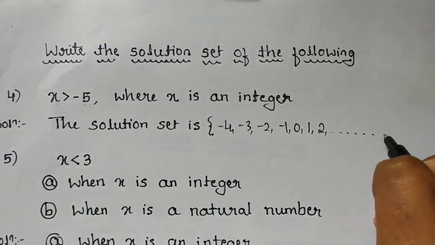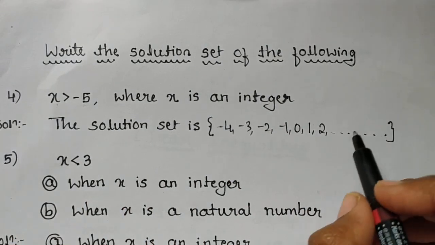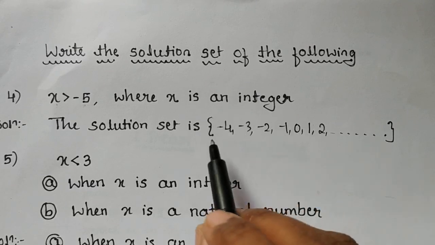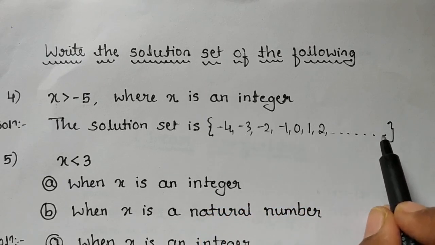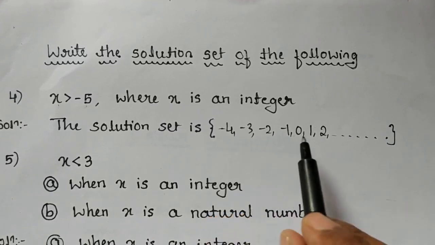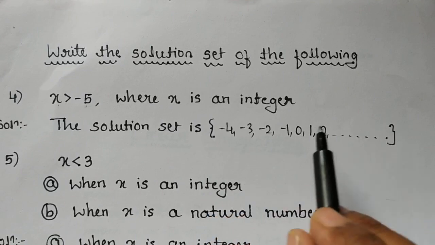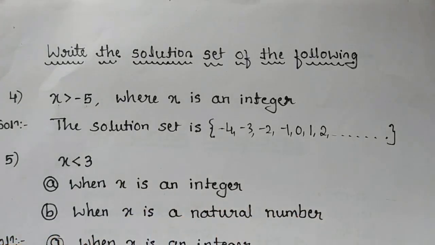So I write a dash and then close the bracket. This dash indicates that the integer values are continuing up to infinity, plus infinity. This set contains all the integer values from -4 to infinity and all these values satisfy the inequality. Then this is the solution set.